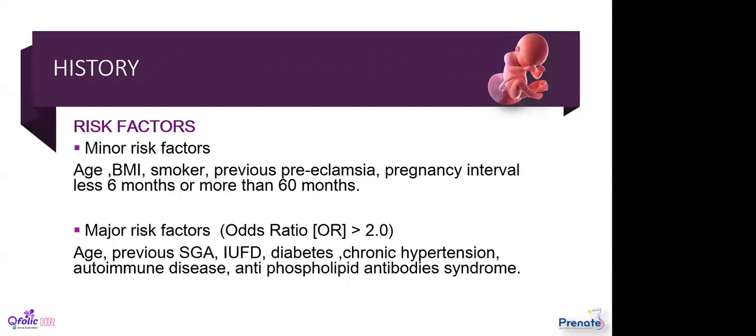The major risk factors are those where the odds ratio is more than 2. These are the factors which are very important in identification, and even a single factor can point to a bad pregnancy outcome. Age more than 40, previous history of small for gestational age, previous history of intrauterine death, diabetes, chronic hypertension, autoimmune disease, antiphospholipid antibody syndrome. These are all major factors which can contribute to predicting bad pregnancy outcome.